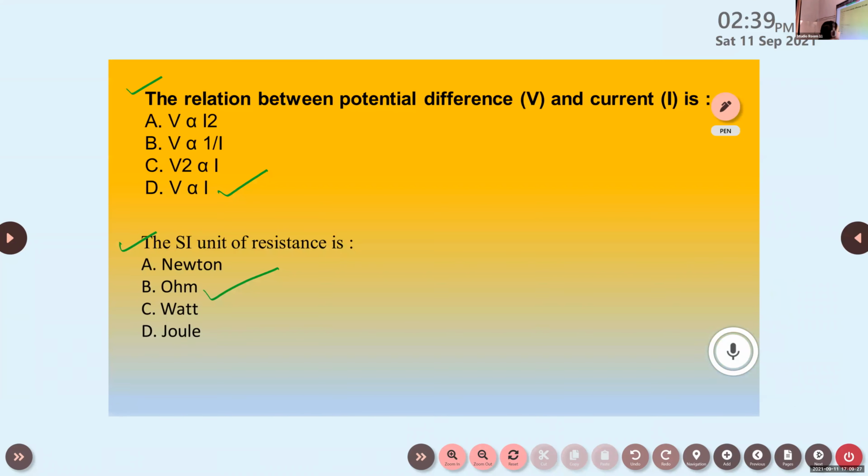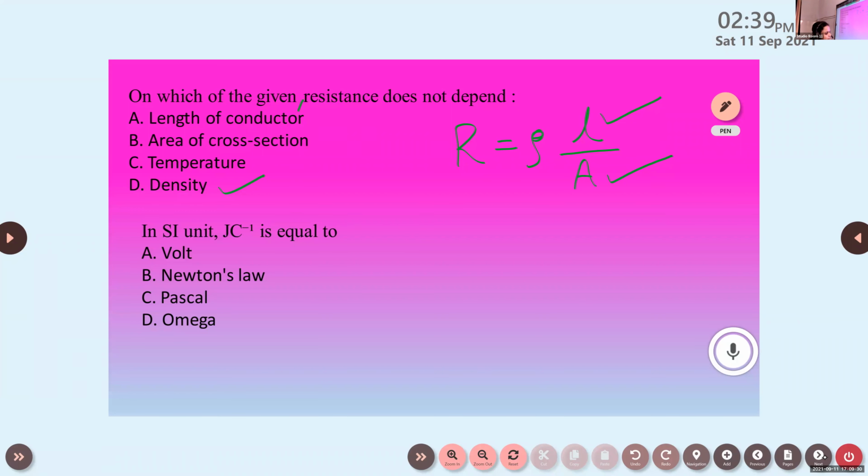Now the next question is to boys. I think it's a simple question. All the questions are simple to boys, right? Next question is to boys.